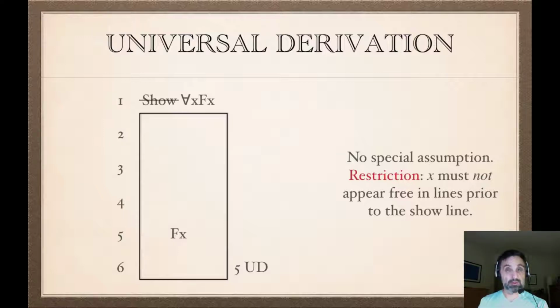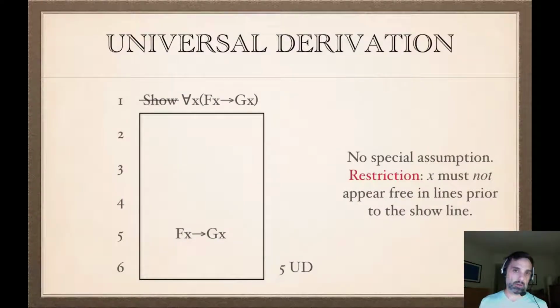Why do we have that restriction? Because we have to show that F holds for arbitrary x. But if we have a whole bunch of information concerning x, then we won't have shown that an arbitrary object has F. We'll have shown that the object we have that information about has F. So the way we incorporate that restriction into our system is that x does not appear free above the show line.